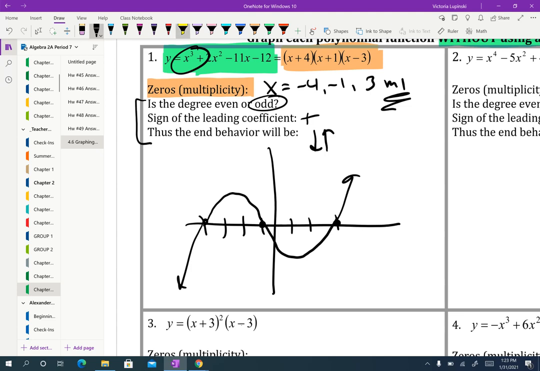Again, as far as how high up do you go or how low down do you go, those are things we could find either with more advanced algebra or with pre-calculus. But for today, we're just going to go ahead and do a sketch.